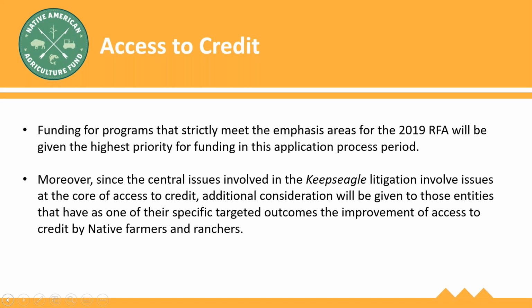Access to credit. Access to credit was one of the base issues in the original Keepseagle claim. Access to credit and credit servicing led us to this final settlement. Therefore, we have a special emphasis in addressing access to credit. Funding for programs that strictly meet the emphasis area for the 2019 RFA will be given the highest priority for funding in this application process. And since the central critical issue involved in Keepseagle was credit, additional consideration will be given to those entities that have one of their specific targeted outcomes for the improvement of access to credit for Native American farmers and ranchers. Next slide.